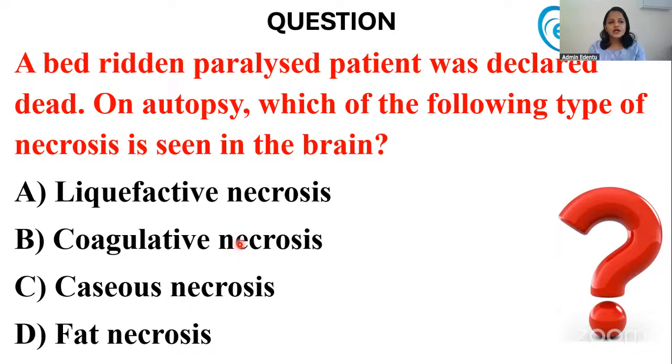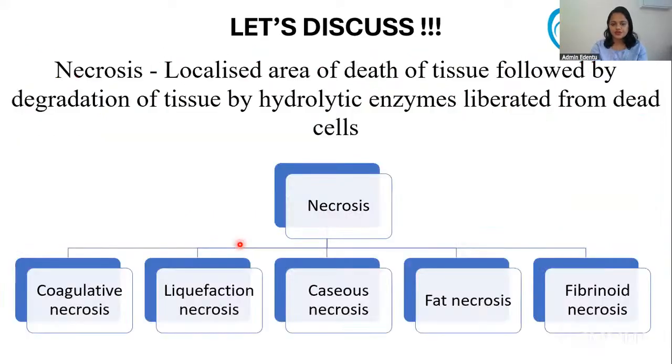A bedridden paralyzed patient was declared dead. On autopsy, which of the following type of necrosis is seen in the brain? Necrosis and apoptosis is an important topic in pathology. So, can it be liquefactive necrosis, coagulative necrosis, caseous necrosis, or fat necrosis? Necrosis in the brain is usually liquefactive necrosis.